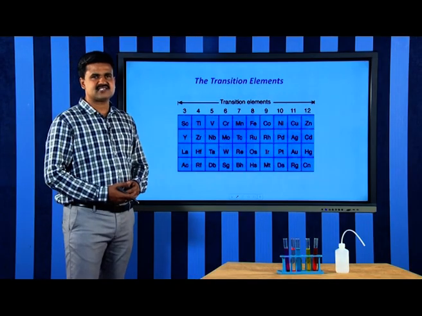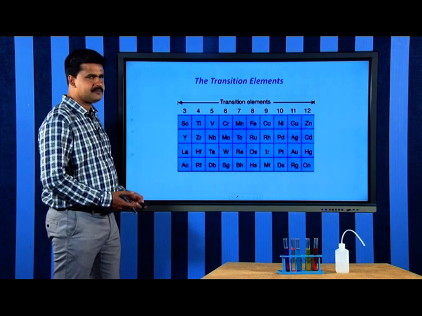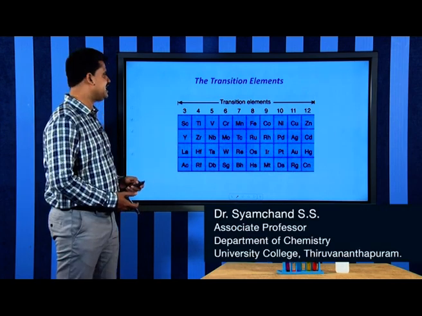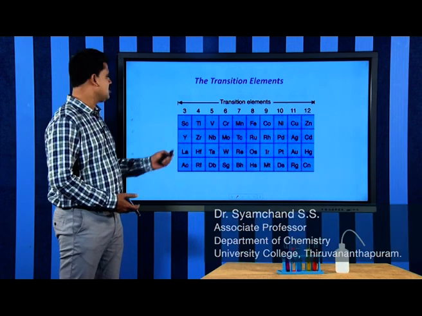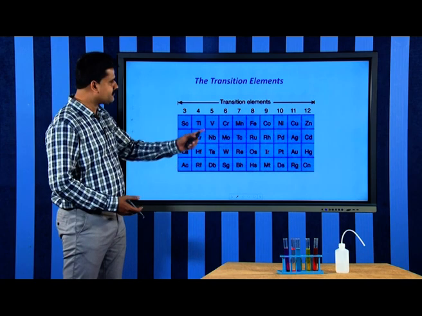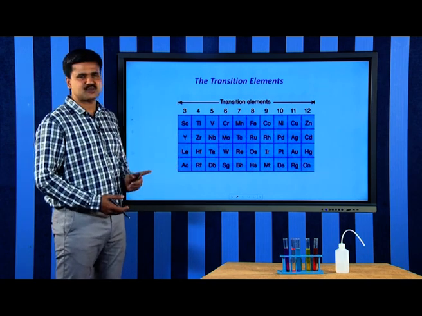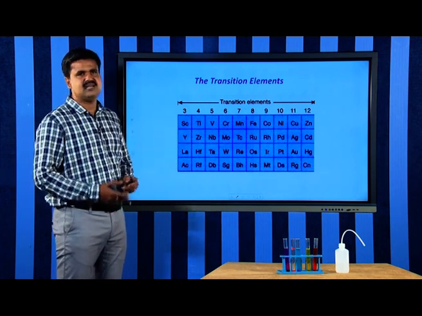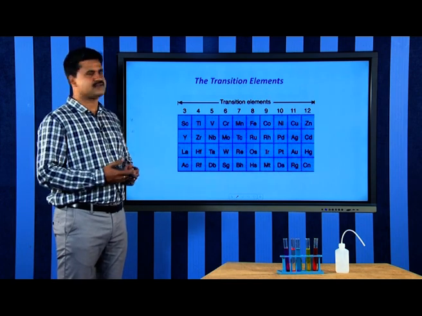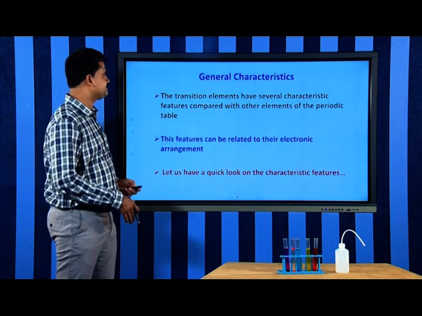These are the transition elements. As we are aware, there are four different transition element series, namely the 3D series, 4D series, 5D series and 6D series. These 40 elements constitute the transition elements. We can enter into the details of the characteristic features of transition elements.